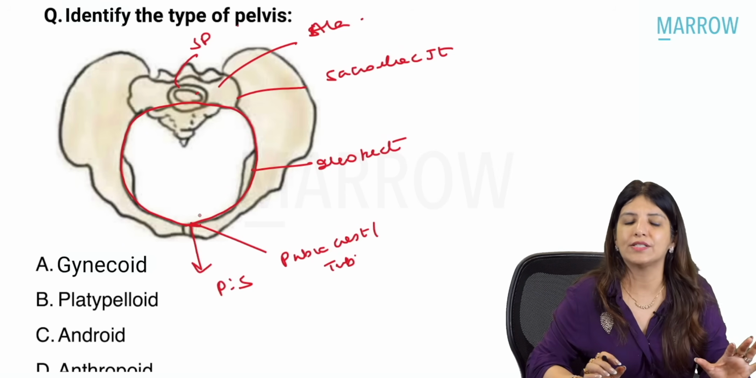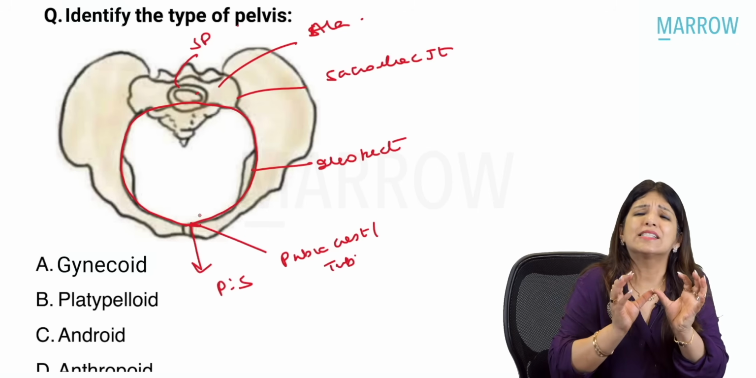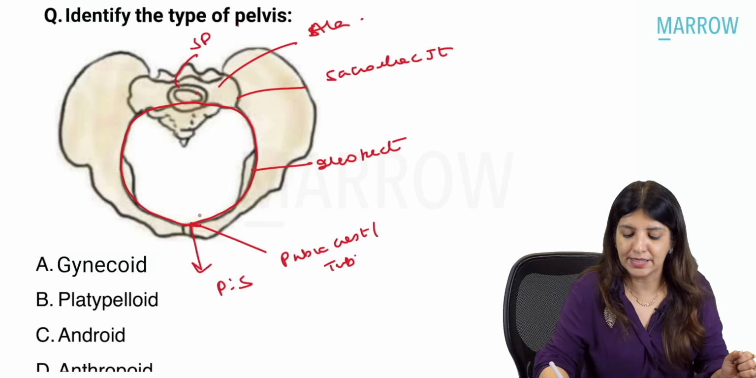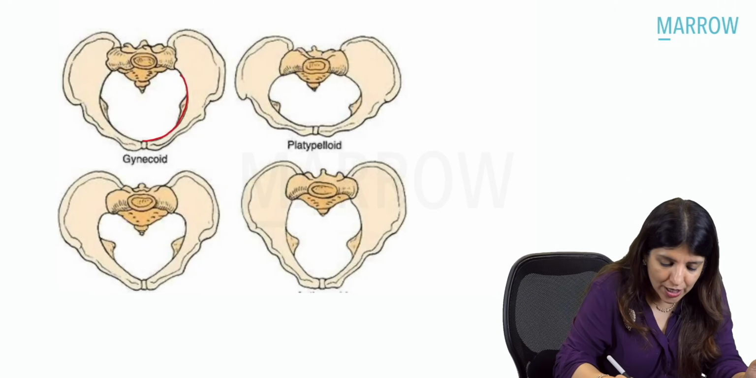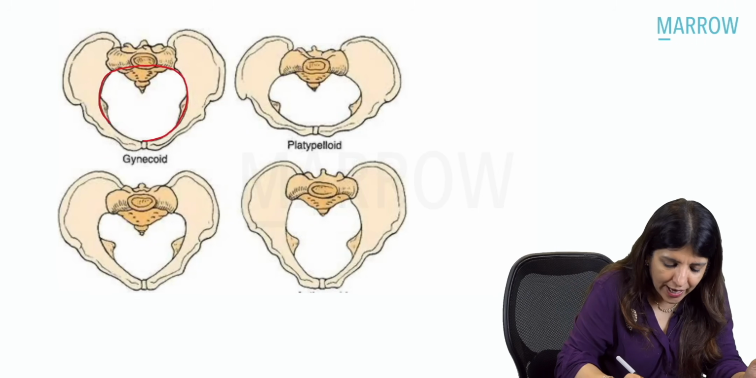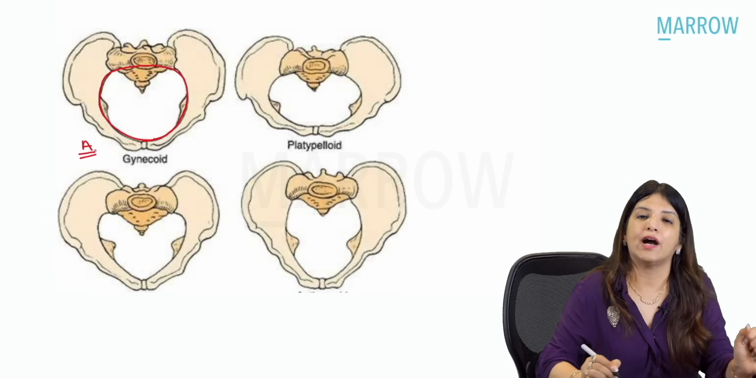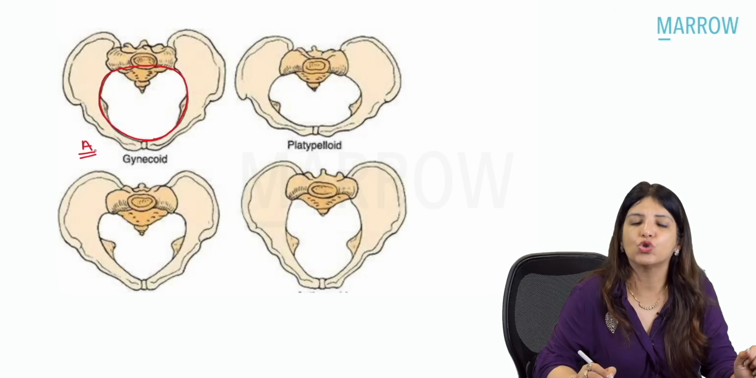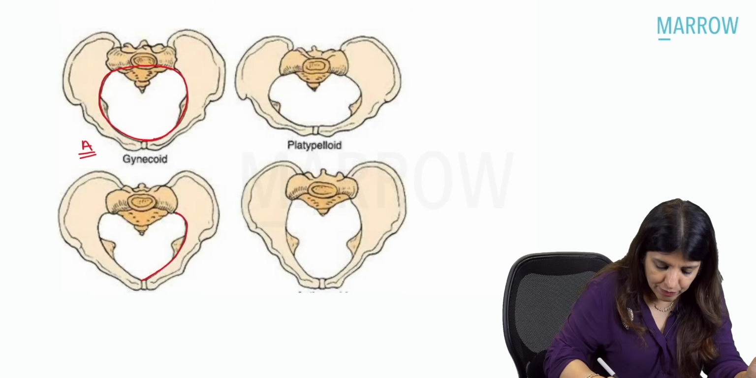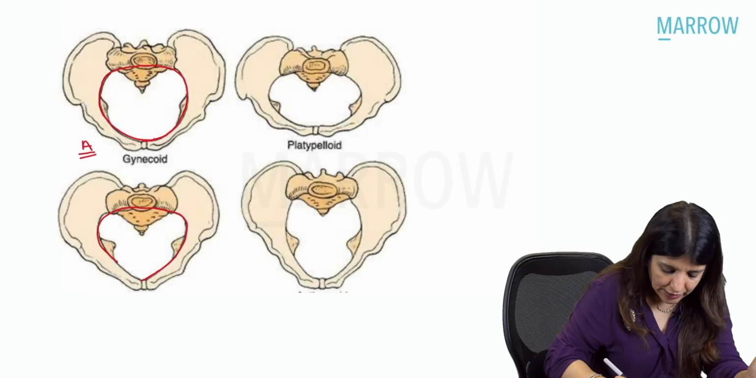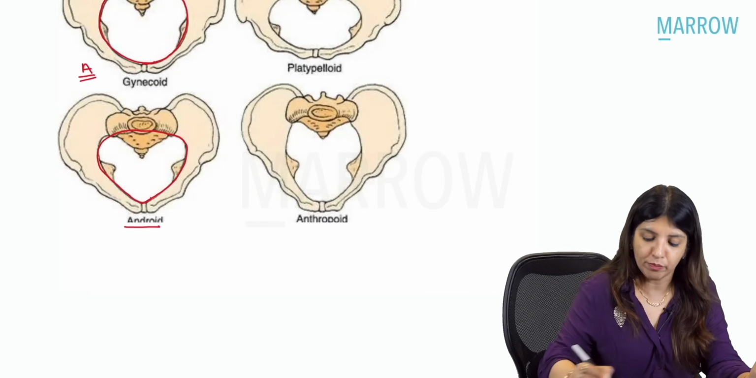And over here you can see the shape of the inlet is a round shape or it is slightly oval shape. That means it is gynecoid pelvis. So always draw the shape of the inlet and then decide the type of pelvis. As over here in image A, again I'm seeing it's slightly round, alright, and that is gynecoid pelvis. Over here, I am seeing that the shape of the inlet is heart-shaped. So this is android pelvis.